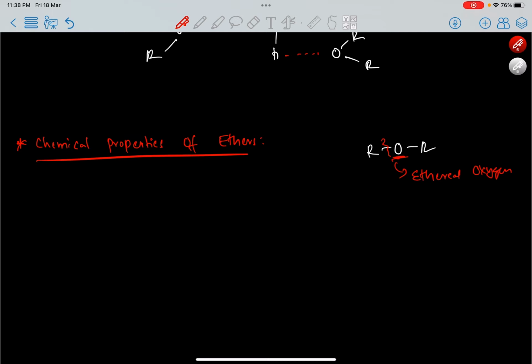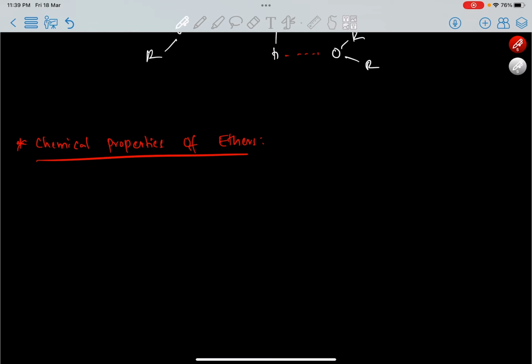And in the third case we'll see the reactions of the alkyl groups of ether. So in the first case we study those reactions which involve this oxygen, in the second case those reactions which involve this C-O bond breakage, and in the third case those reactions which involve these alkyl groups. Okay, so that's all about it. Let me start with reactions of ethereal oxygen, that means the oxygen of ether.